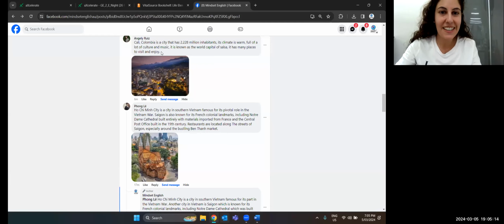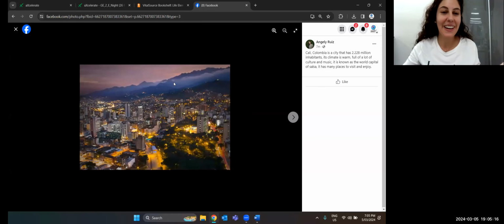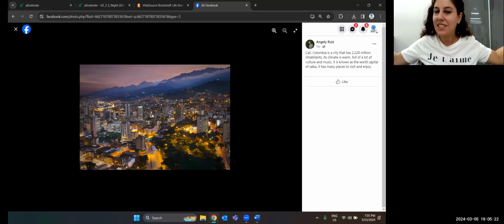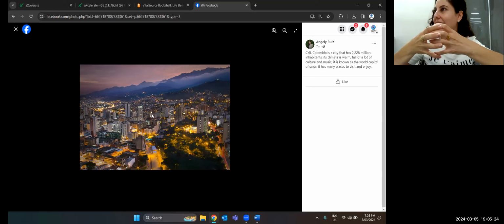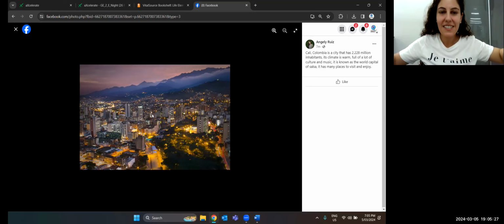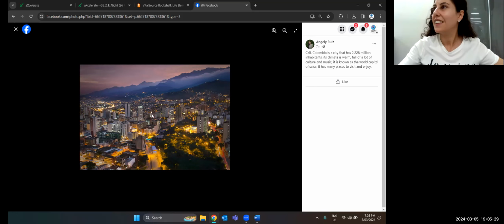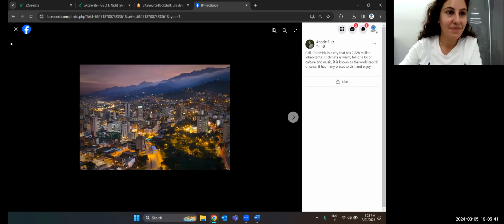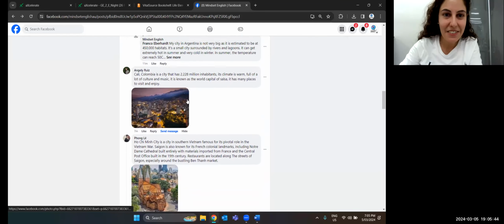Okay, Angeli says, beautiful photo, Cali, Colombia at night, stunning, the city lights. It's nice and spread out. The buildings are not very close. Yeah. It's nice and spread out, we say. Yes, it's flat, but kind of going up. Yeah, just before the mountains. So it's surrounded by mountains. Yeah. Okay, let's have a read.